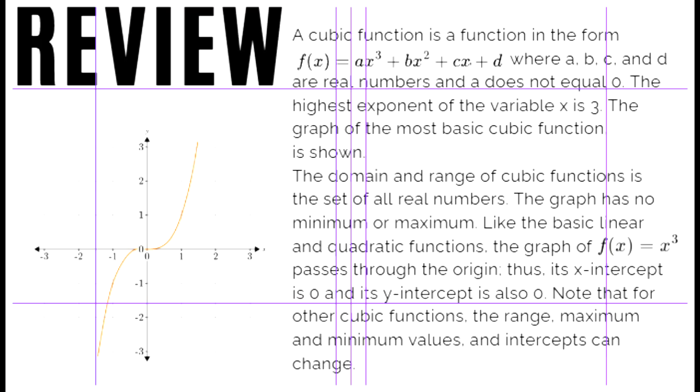The domain and range of cubic functions is the set of all real numbers. The graph has no maximum or minimum. Like the basic linear and quadratic functions, the graph of f of x equals x cubed passes through the origin. Thus, its x-intercept is 0 and its y-intercept is also 0. Note that for other cubic functions, the range, maximum, and minimum values and intercepts can change.